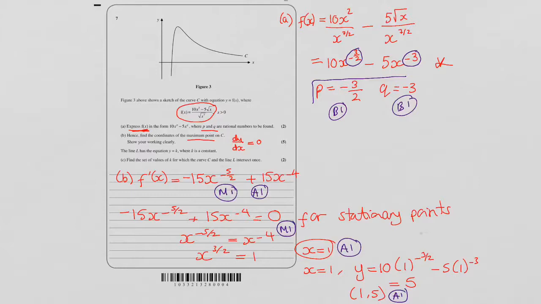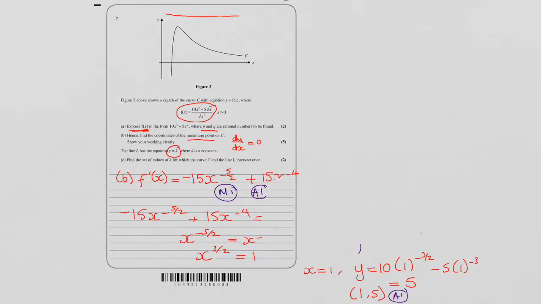Now, part C, a bit of a weird one here. It's saying find the set of values of k for which the curve and the line intersect once. I remember this wasn't done particularly well because it wasn't understood that y equals k will just be a horizontal line. Let me just get rid of some of this so I've got some space and I can make the diagram a bit bigger.